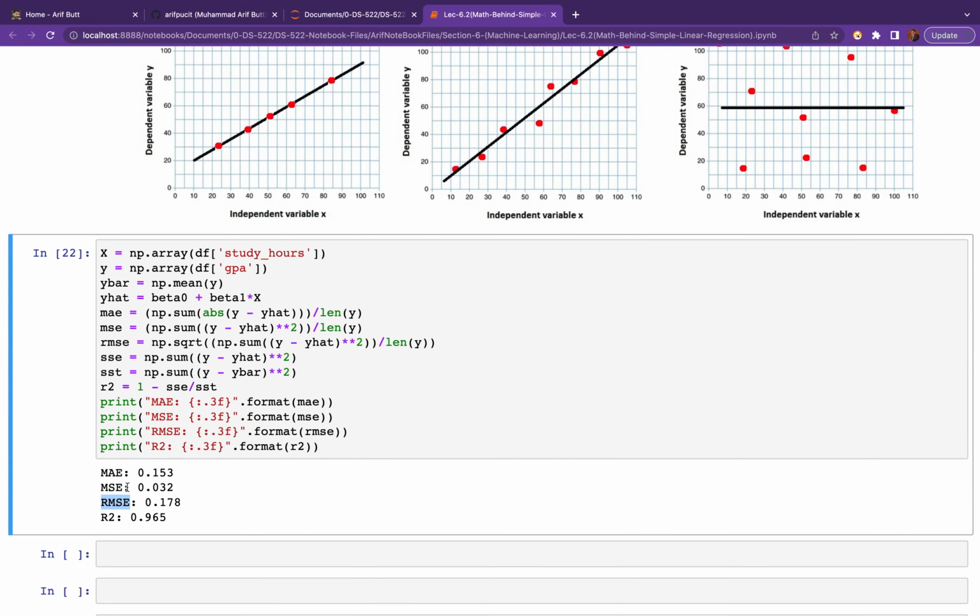These are those error values which are quite small, good, and the R2 score is 0.96 for this particular simple linear regression model that we have trained on our dataset. So this R2 score of 0.965 means that 96.5% of variance in the GPA is accounted for by the study hours. Great.